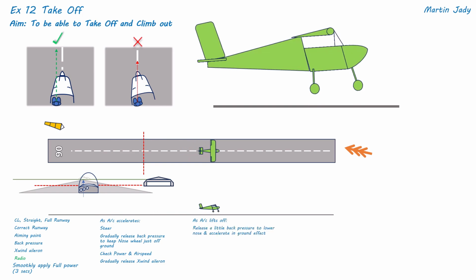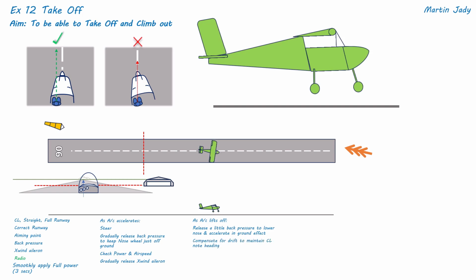As it does so, we need to release just a little more back pressure so that we fly briefly straight and level along the runway. This is flying in ground effect. The rolling resistance of the undercarriage no longer has an effect, and the aerodynamics this close to the ground mean that drag is reduced, allowing the aircraft to accelerate more quickly.